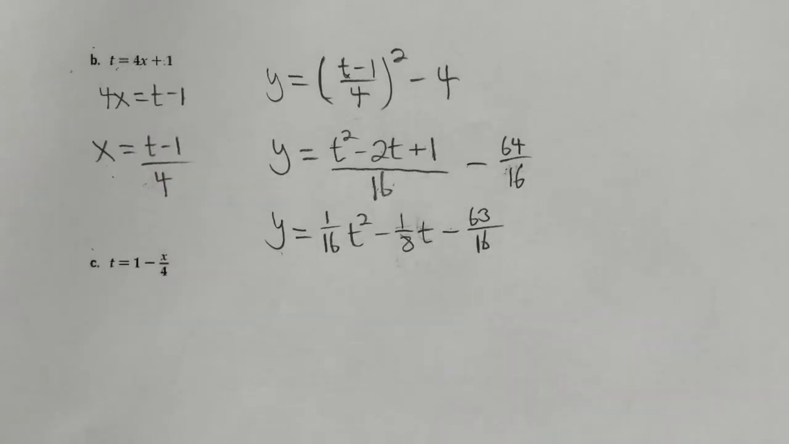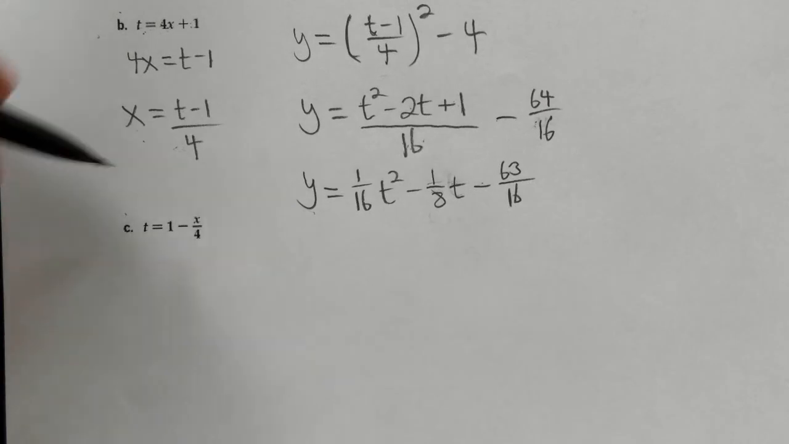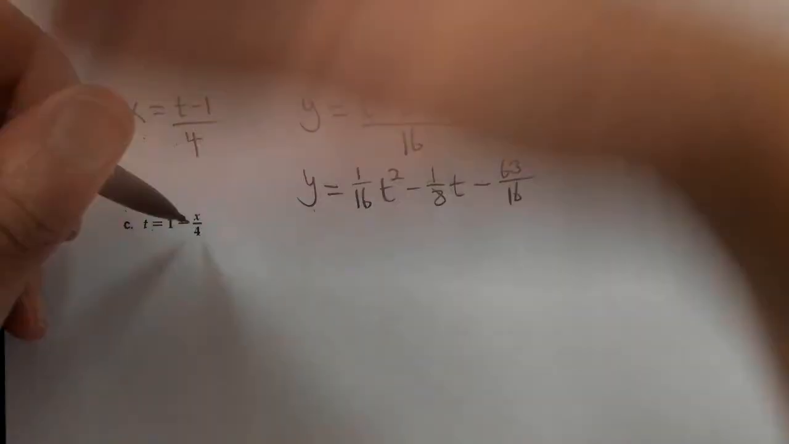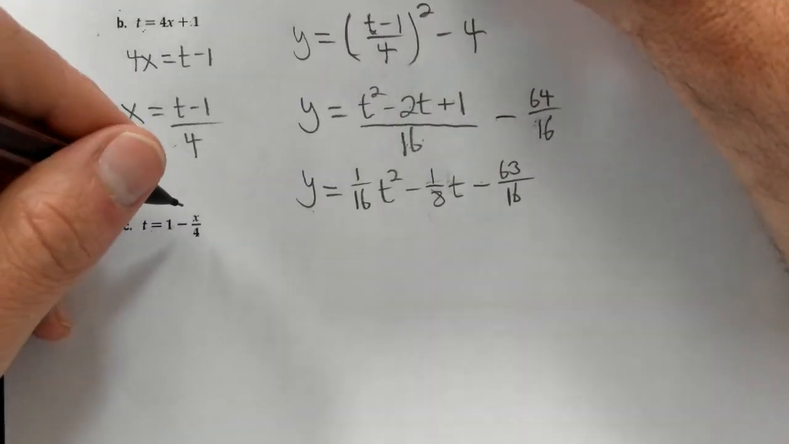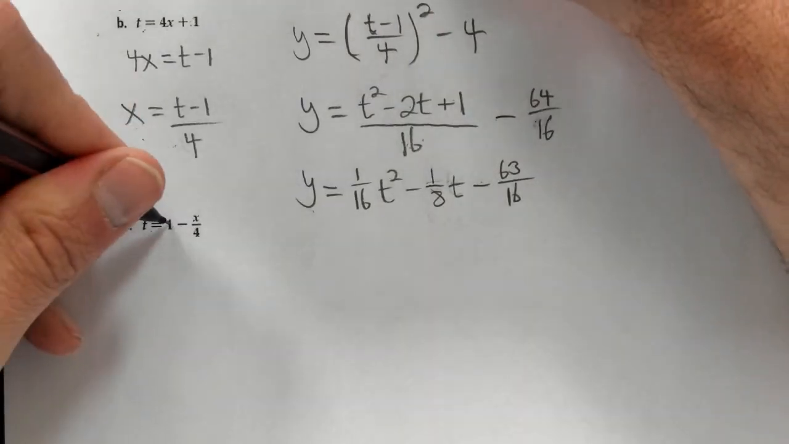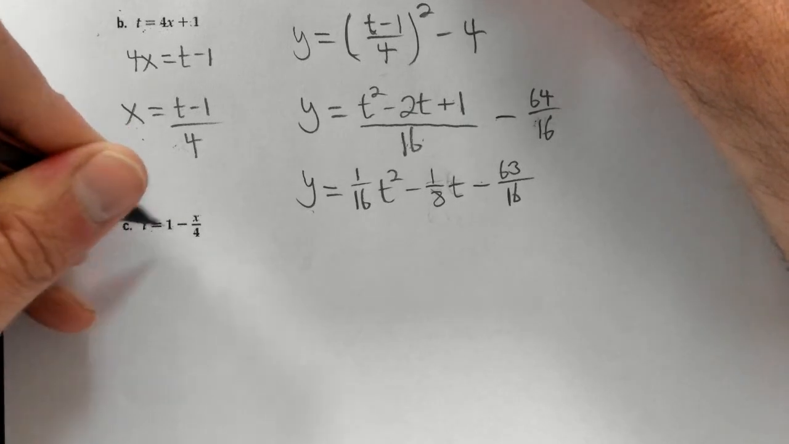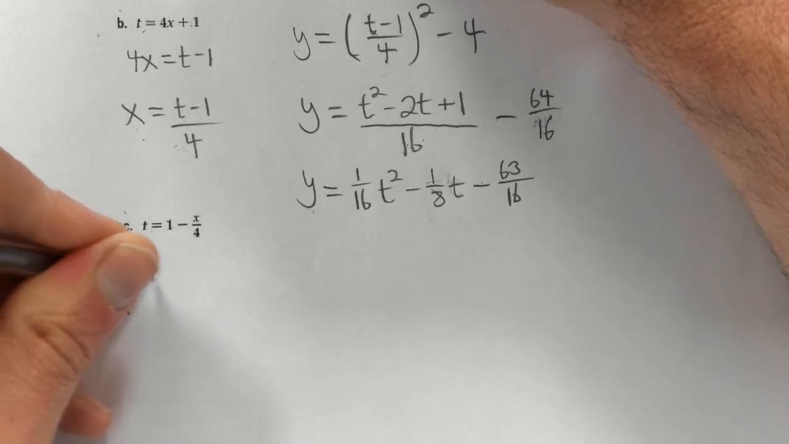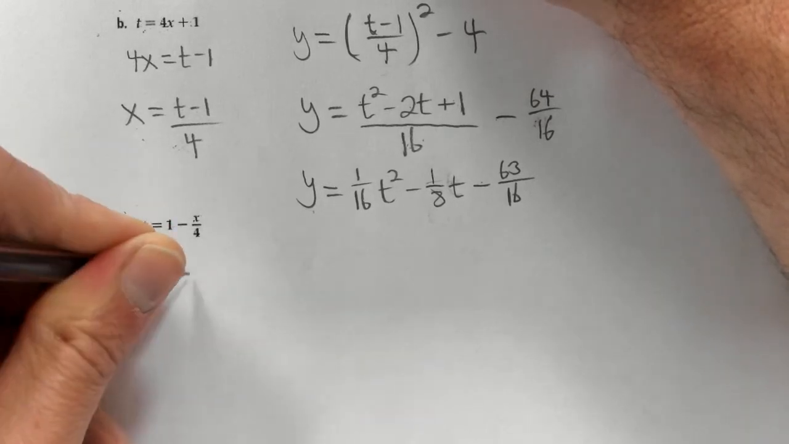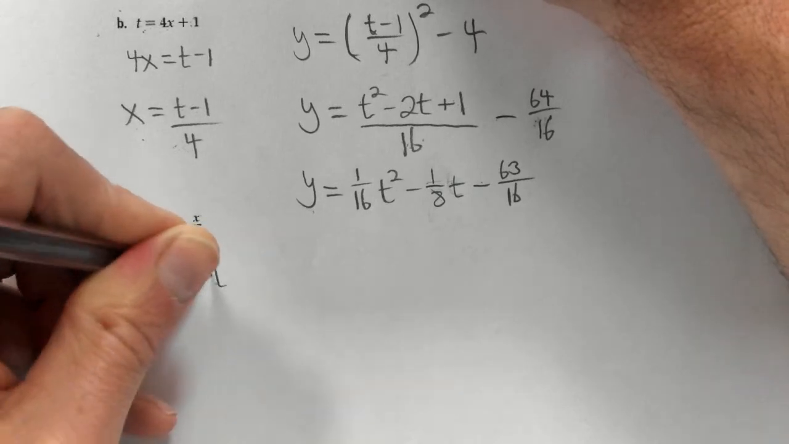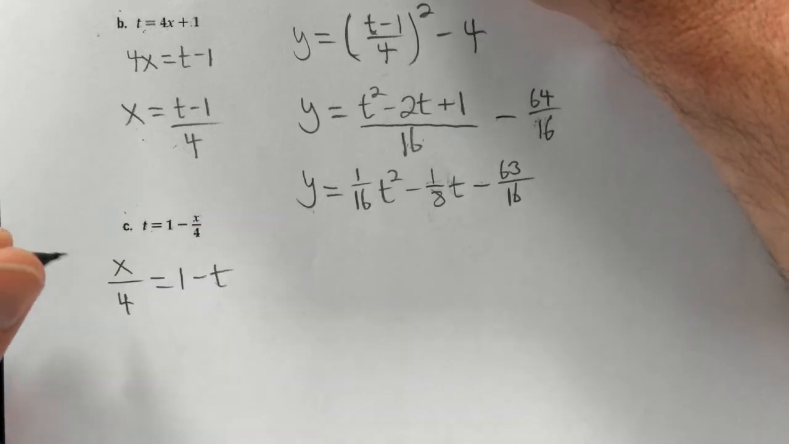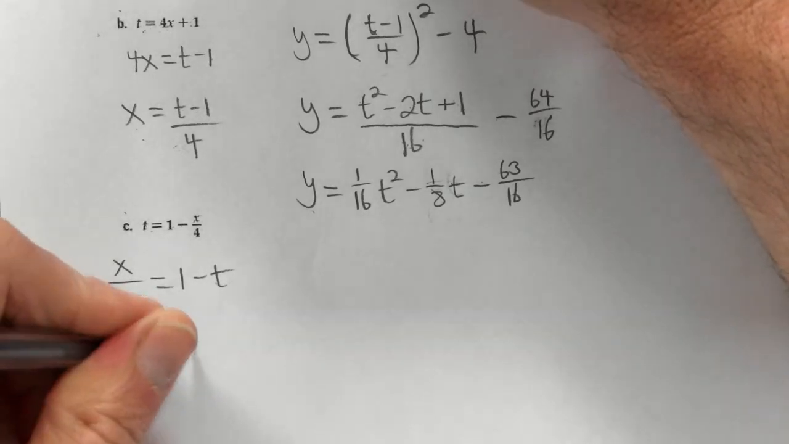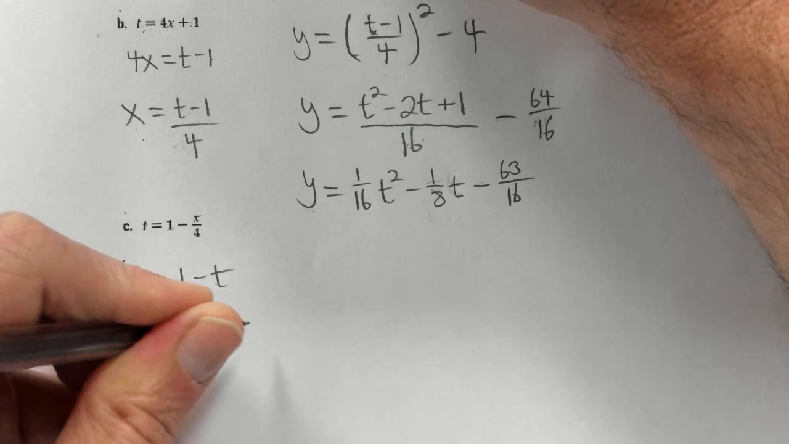All right. One more to rewrite. So let's say this time t is equal to 1 minus x over 4. Well, if I solve this for x, I'll have the x parametric equation. I'll go ahead and move this x over here, move this t over here, and we'll get x over 4 equals 1 minus t. And I'm ready to multiply by 4. So x is equal to 4 minus 4t.